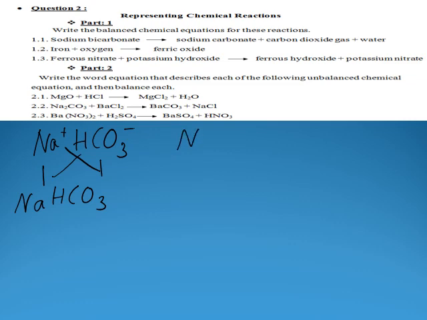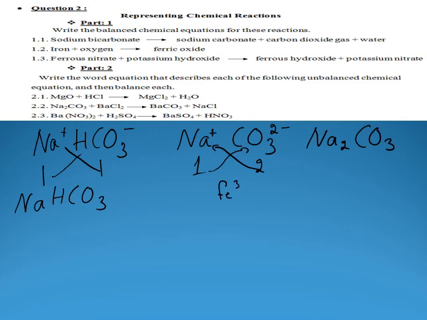How did we get the formula of sodium carbonate? Sodium is Na plus. Carbonate CO3 2 minus, the charge is 1, the charge is 2, so by crossover, Na2CO3. How to do the formula of ferric oxide? Ferric is Fe3 plus, oxide O2 minus, so this is 2, and this is 3 by crossover, so it's Fe2O3.